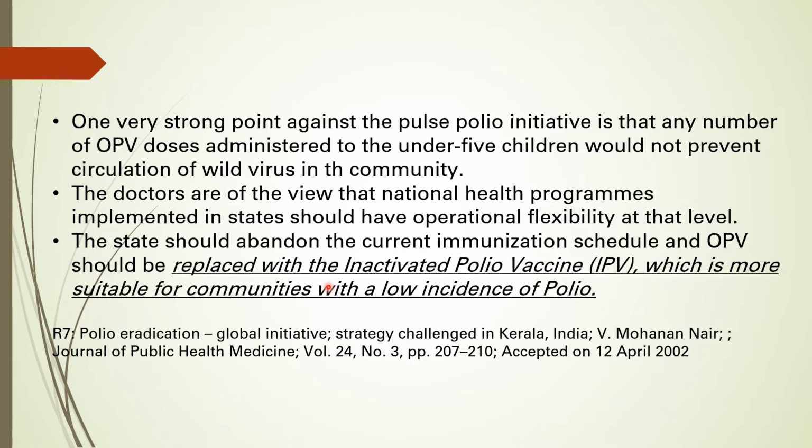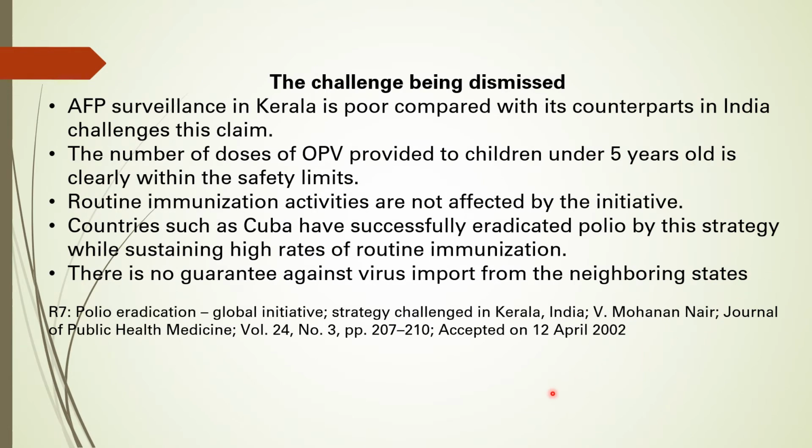Mind you, this was raised in 2000 alone in Kerala, and now this has more or less been accepted world over. But these were not dismissed by the authorities. They said the AFP surveillance in Kerala is poor compared with counterparts in India, but that's questionable. The number of doses OPV provided to children under 15 is clearly within safety limits. Routine immunization activities are not affected by the initiative according to the government, and they pointed out that countries such as Cuba have successfully eradicated polio by this strategy while sustaining high rates of routine immunization. Whether states in Kerala can replace the efficiency of Cuba is questionable.